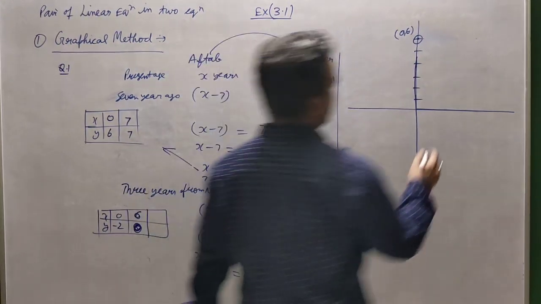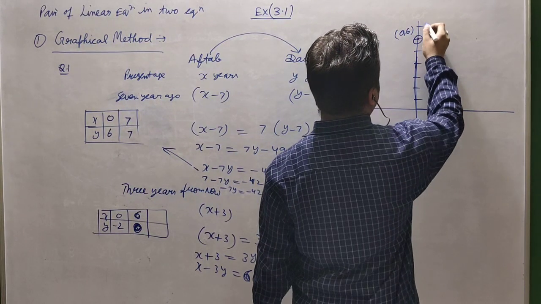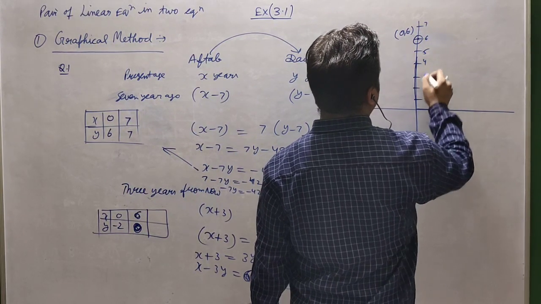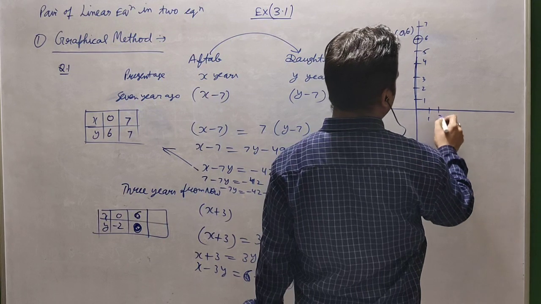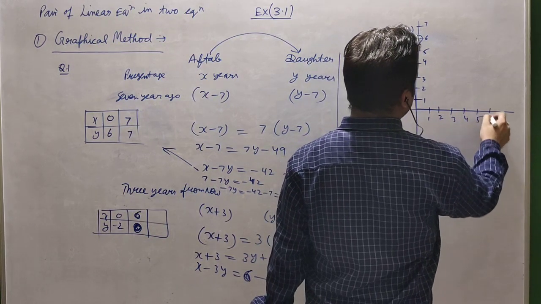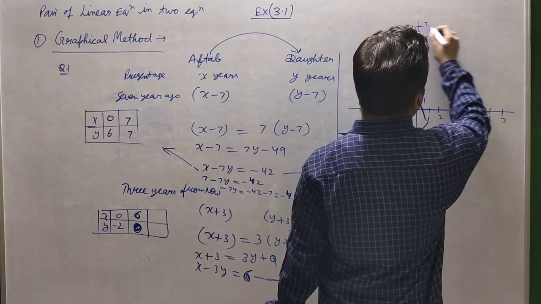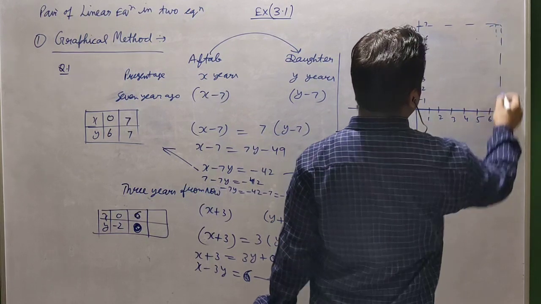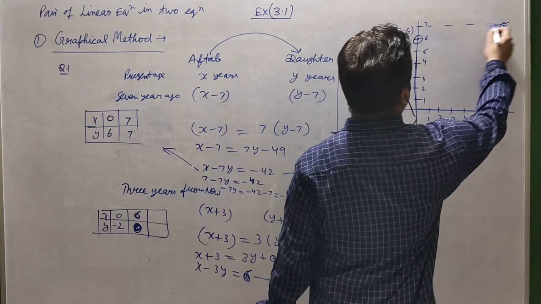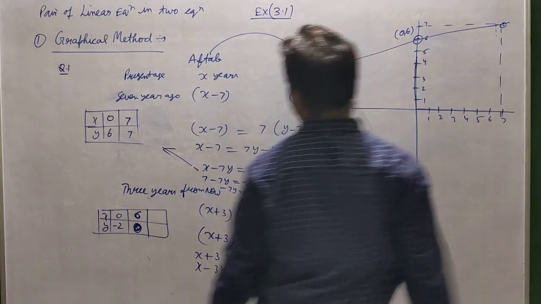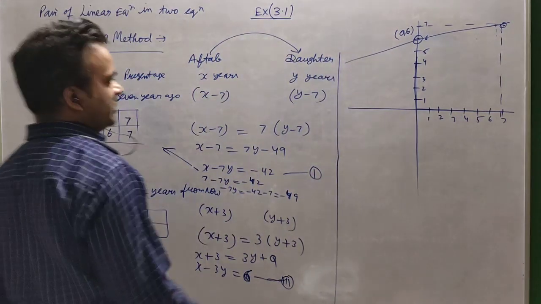Next is (7, 7). So one more point we have to take. 7, 6, 5, 4, 3, 2, 1. Here 1, 2, 3, 4, 6, 7. (7, 7) will be somewhere here. Right? So what we will do? We will join it. Now next point is (0, minus 2).